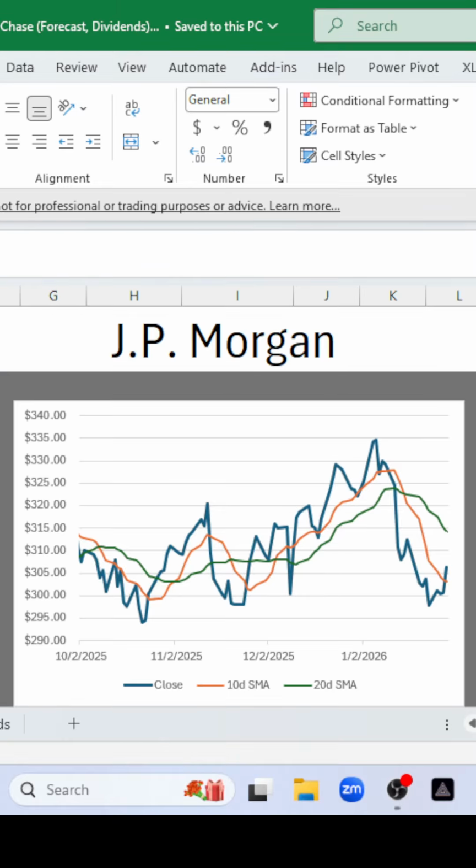Hey, welcome back to your Excel chart lab this evening. Tonight's stock is JPMorgan Chase, another big player in the financial markets, of course.